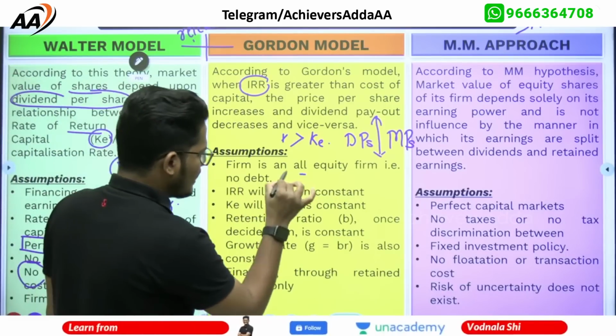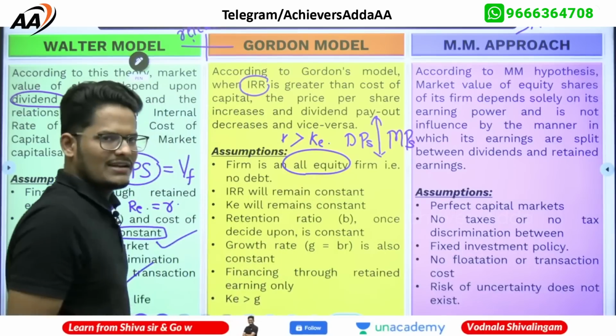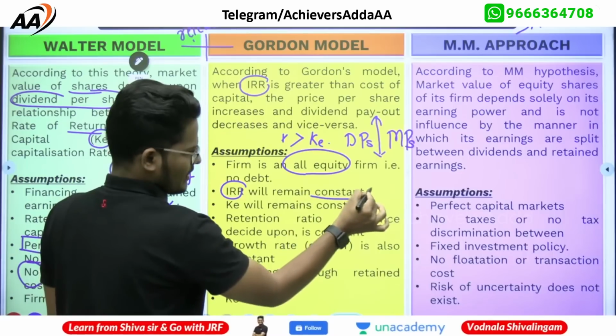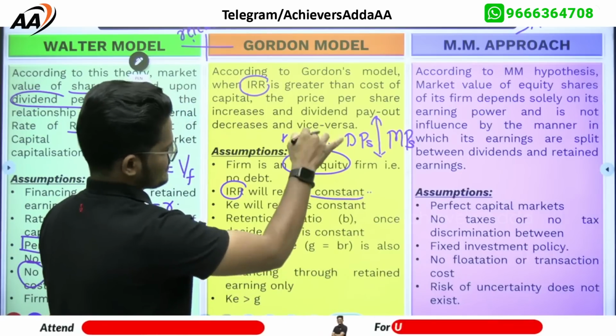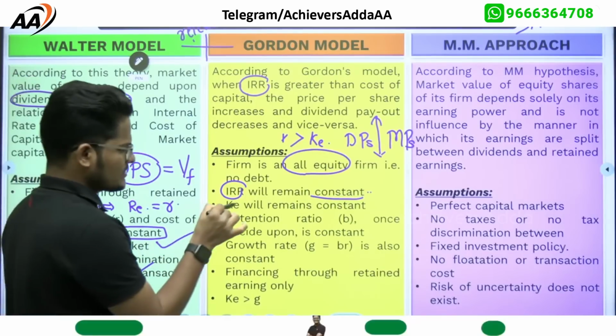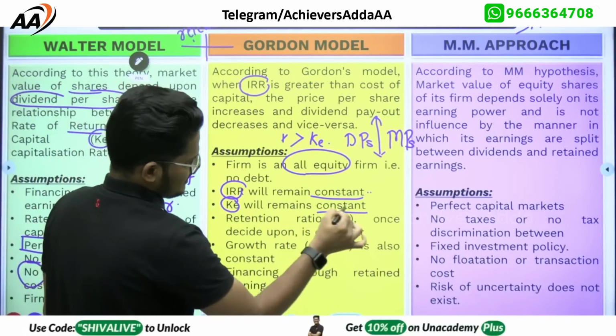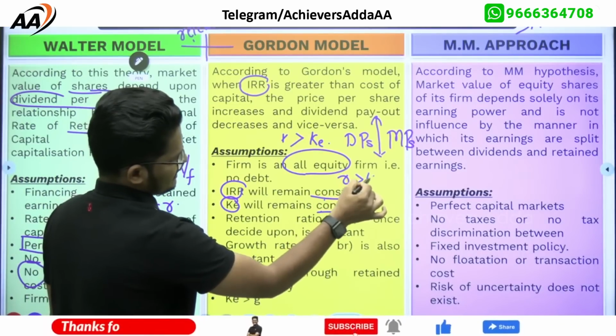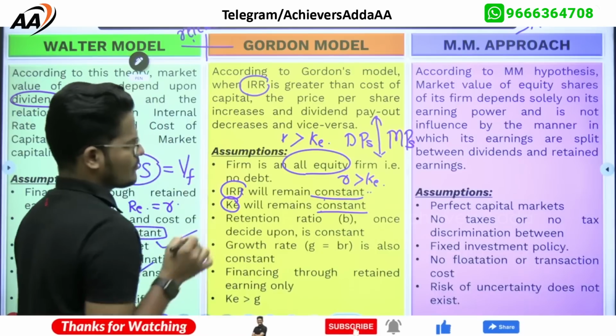Here the firm is an all-equity firm only. That is the main assumption of all these theories also. IRR will remain constant, even though it is more than the cost of capital. Cost of equity also remains constant. Both are going to be constant, but R is more than KE. That is the Gordon model.